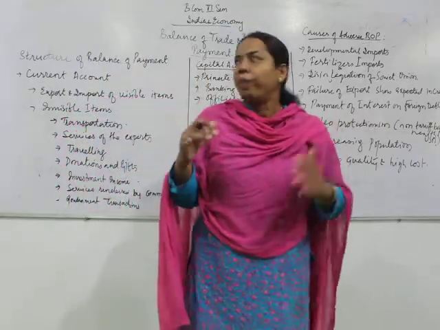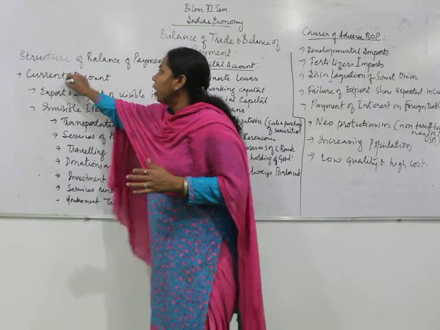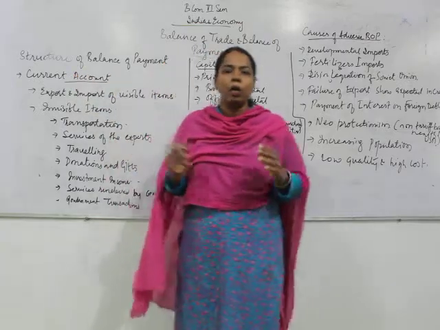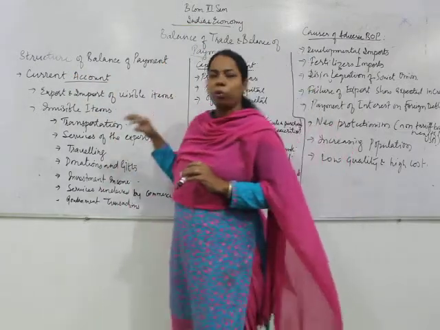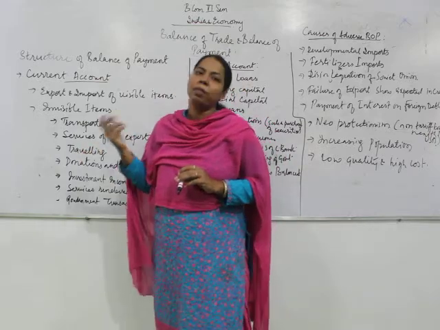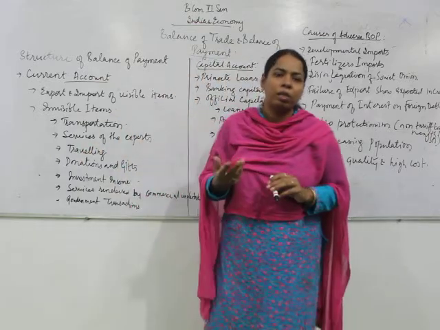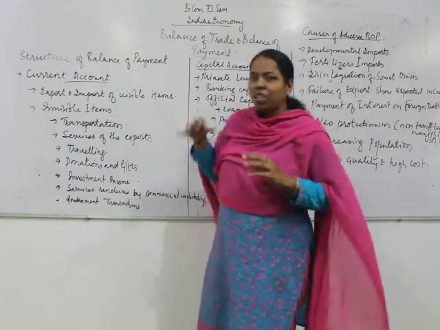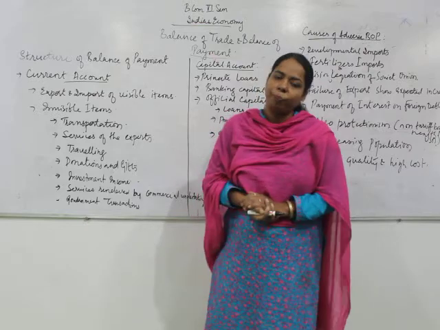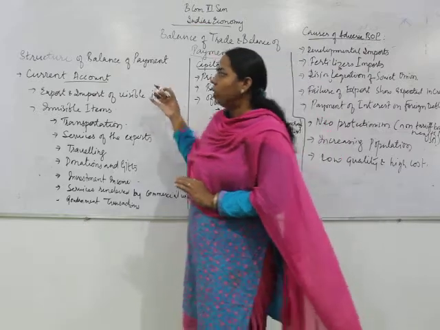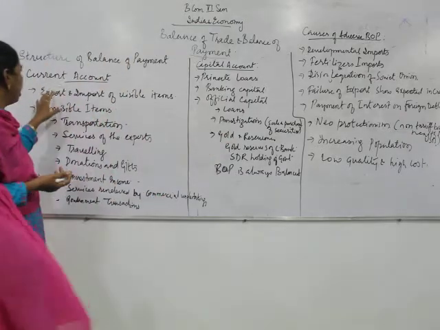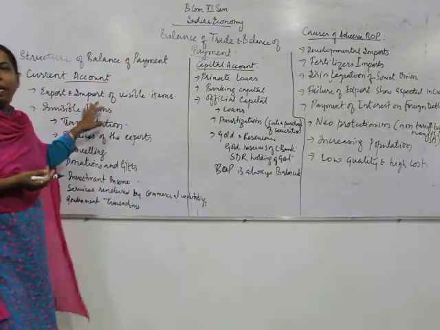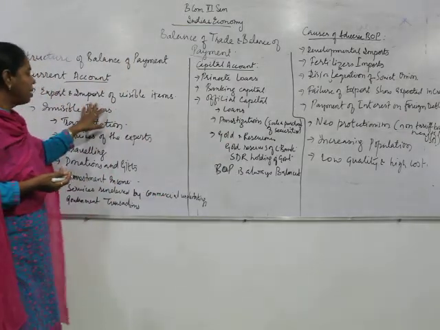So when we are talking about the current account, what are the ingredients of the current account? The current account has three main parts: one is the visible items, export and import of the visible items; invisible items; as well as the unilateral transfers. So these three aspects are included in the current account.